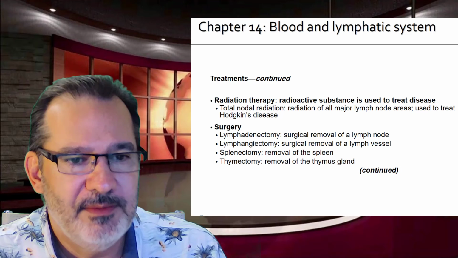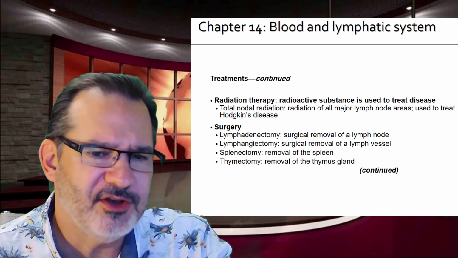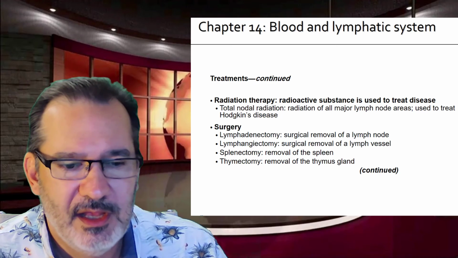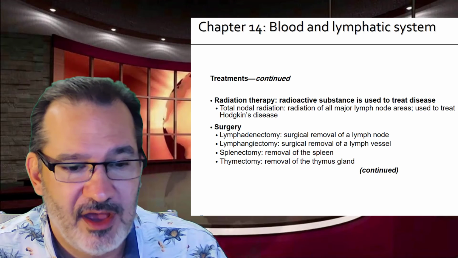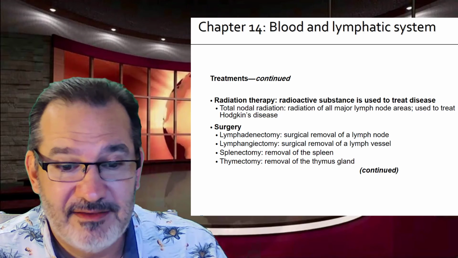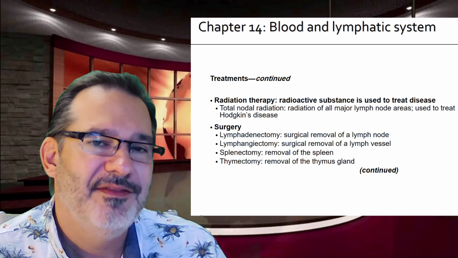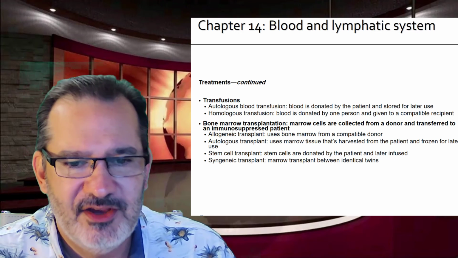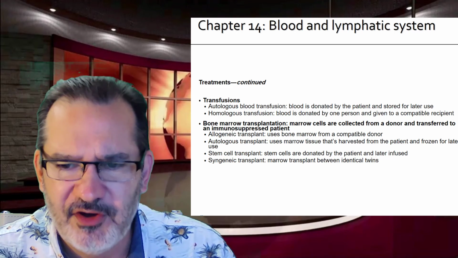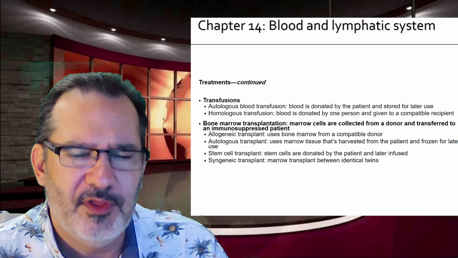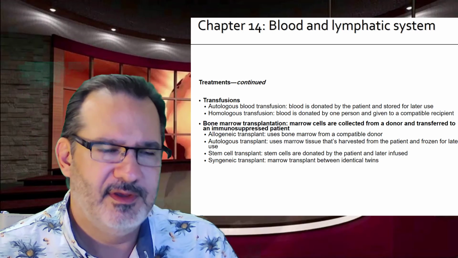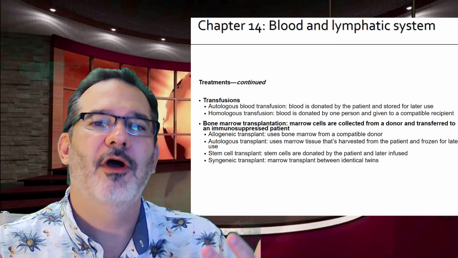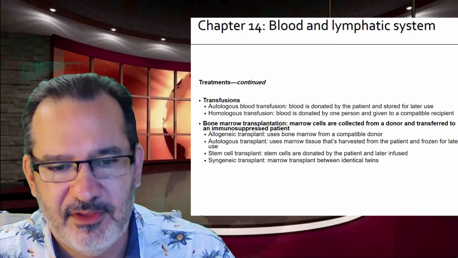Okay. Radiation therapy. In particular, it says radiation of all lymph node areas used to treat things like Hodgkin's disease, possibly. Surgeries, splenectomy we discussed. Thymectomy, the removal of the thymus, transfusions, blood transfusions, bone marrow transplantation. We see this one fairly frequently now, especially for the immunosuppressed patient, where if the bone marrow is not helping to produce and increase our immune response, a bone marrow transplant may be something that's recommended.